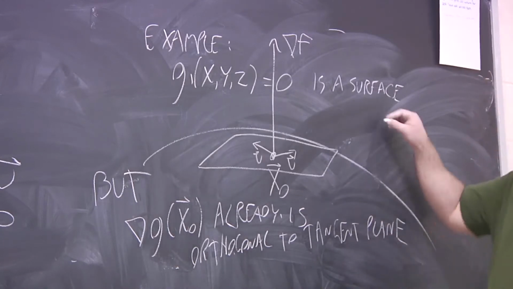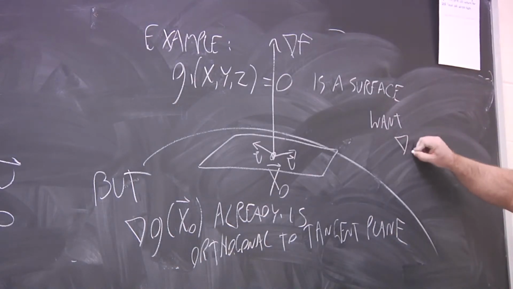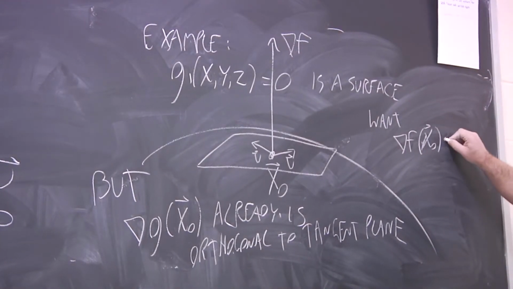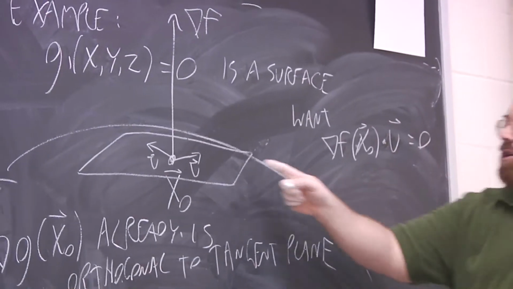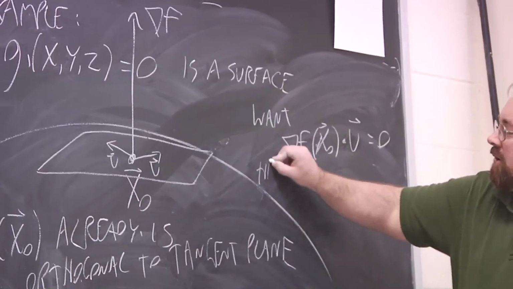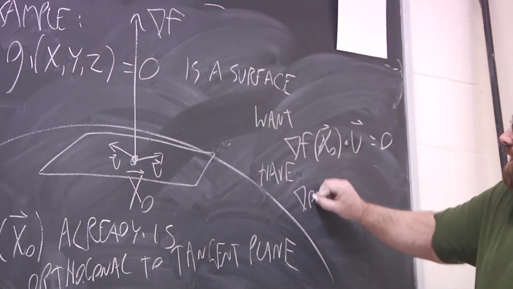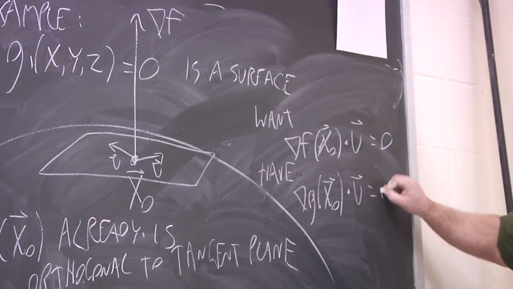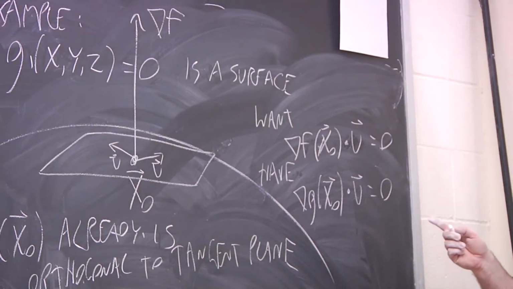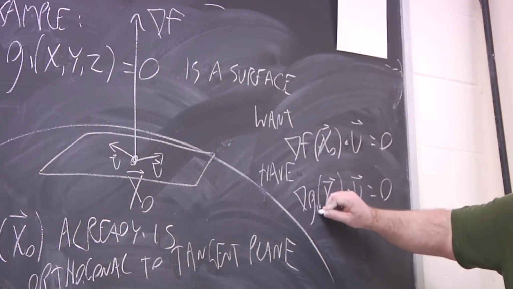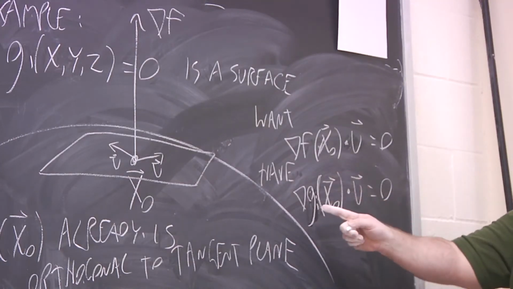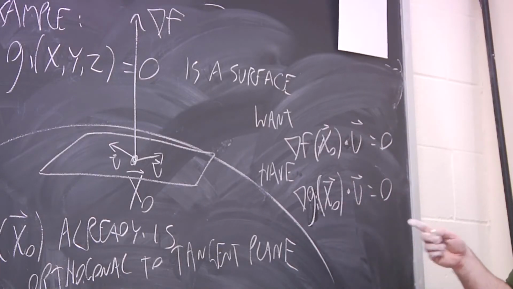So we want the gradient of f at this point, dot product with u equal to 0, where u is a vector in this plane. What we already have is that the gradient of g at any point within the surface, dot product of u is equal to 0. So however many constraints we have, this is already satisfied for all of them. So here's what we can do.